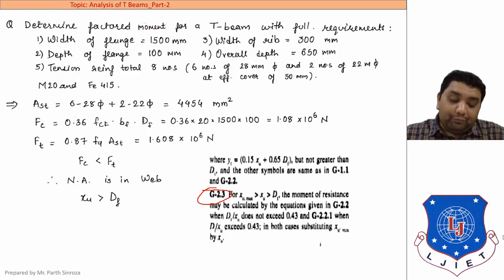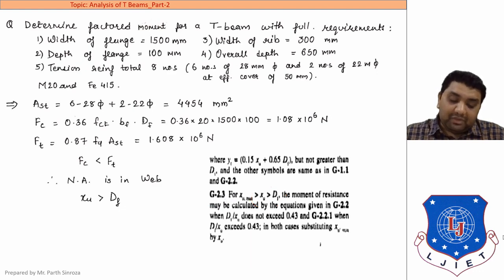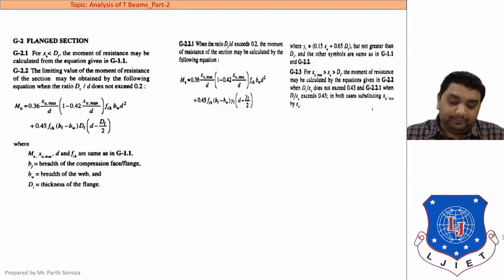It states that for XU max greater than XU greater than DF, we have just proved half of the relation, that is XU is greater than DF. The second half, that is XU max also should be greater than XU, we will be proving later on. The moment of resistance may be calculated by the equation given in G 2.2. Means for G 2.3 there is no new equation. You need to refer to the equations for the limiting section only. But how, we will see here.